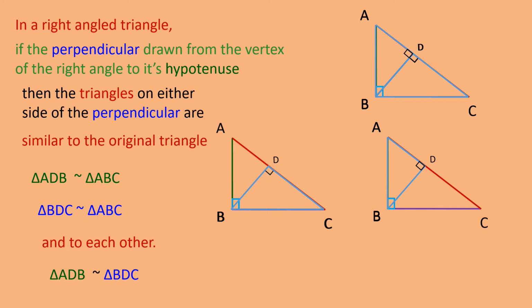In the same way we can say that the two triangles formed on either side of the perpendicular drawn on the hypotenuse are also similar, or you can say by the transitive law: if the first is similar to the second and the second is similar to the third, then the first and third are similar. Therefore, triangle ADB is similar to triangle BDC. So you have seen that when a perpendicular is drawn from a vertex to the hypotenuse, you get three triangles and all three are similar to each other.